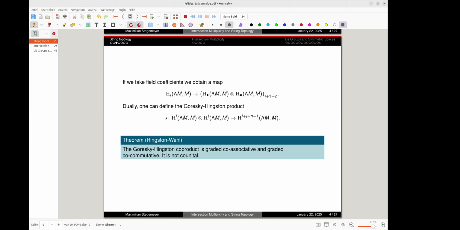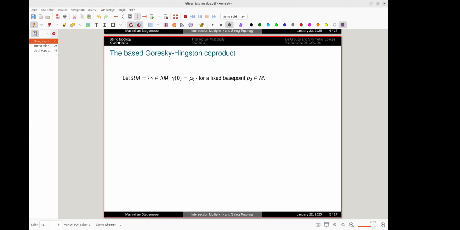All right, for this talk, I also need to talk about a based loop space version of this coproduct, which is very straightforward to define. If you look at the based loop space, Omega M for some fixed base point, then this is certainly a subspace of the free loop space. And we can do this whole construction also for the based loop space.